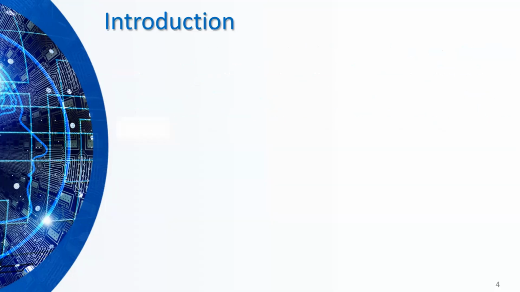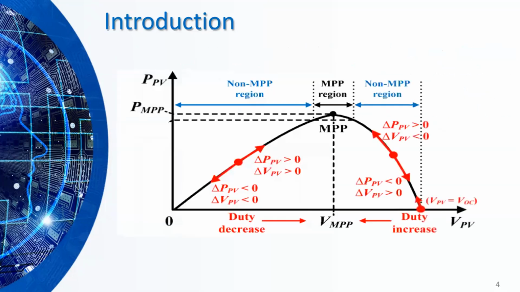power converter. So we see here the characteristic of our system, which is based on a power voltage characteristic. This power converter characteristic presents a maximum power point region and a non-maximum power point region. And the objective of this algorithm is to reach this MPP region in order to extract the maximum of power.